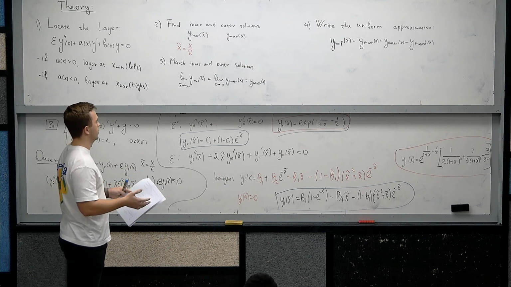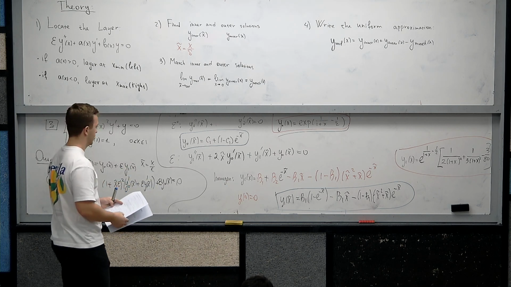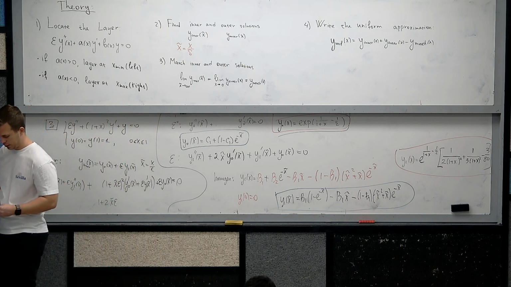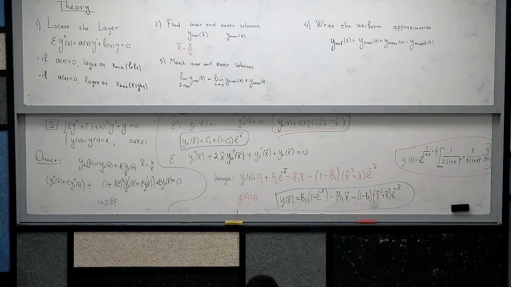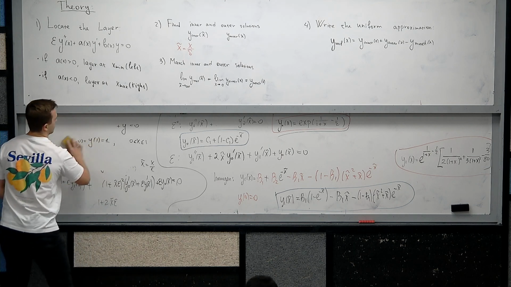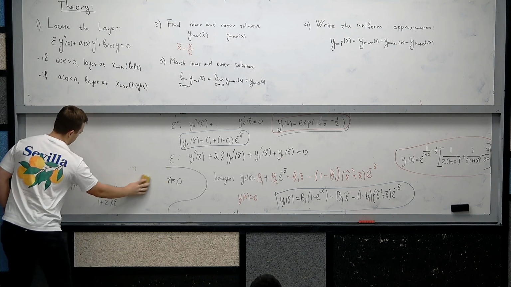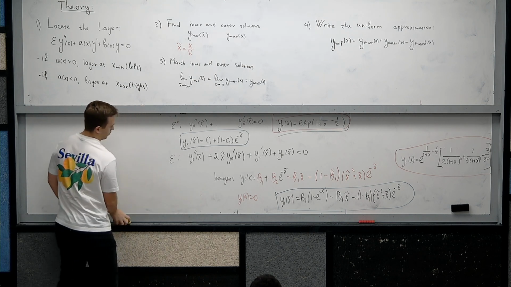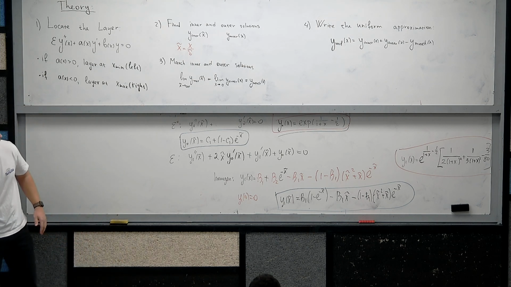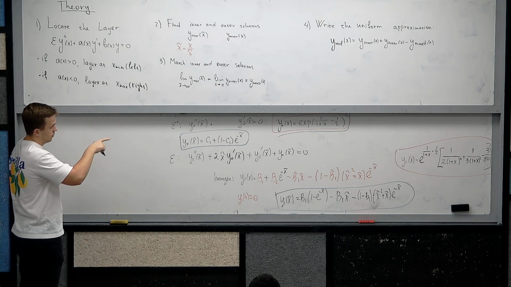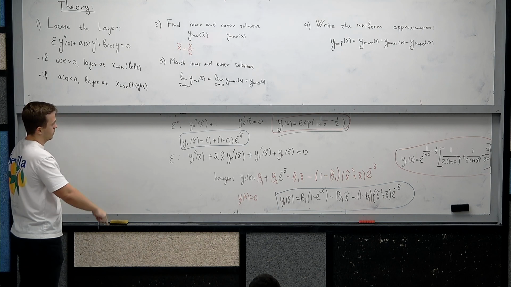Okay, now we can finally match. Okay, we can do matching. Our first step. Let's do matching. So red one is our outer solution, blue one is our inner solution.